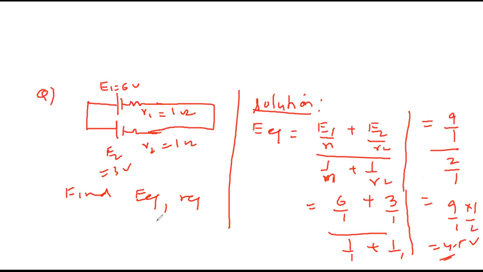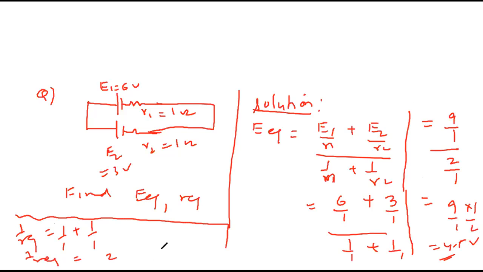Yes, sir. And then how to get R equivalent? 1 upon R equivalent is 1 upon 1 plus 1 upon 1. So 1 upon R equivalent is 2. Therefore, R equivalent will be 1 by 2. Okay. Yes, Kathan, followed this also? Yes, sir. Solve now. Draw the diagram for this question part, then the solution.